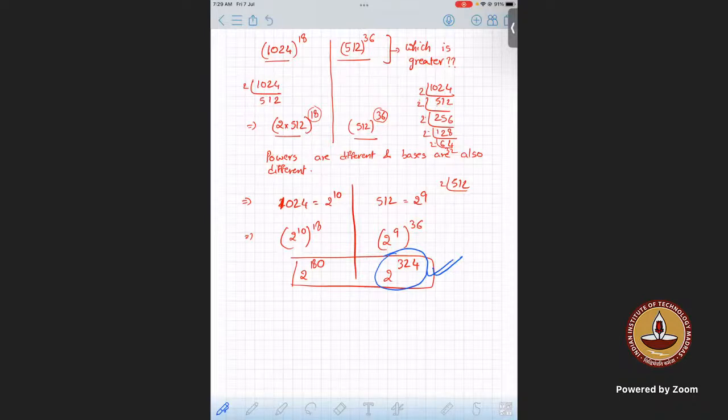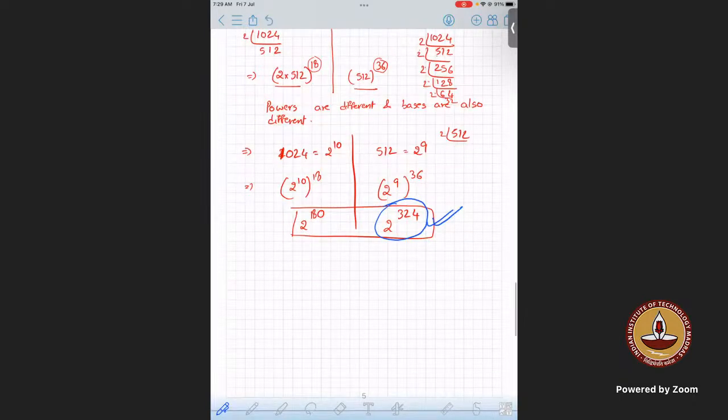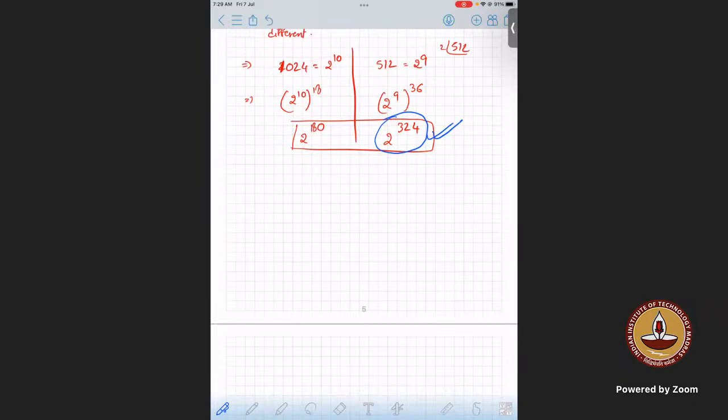Then coming to the next topic, natural exponent.